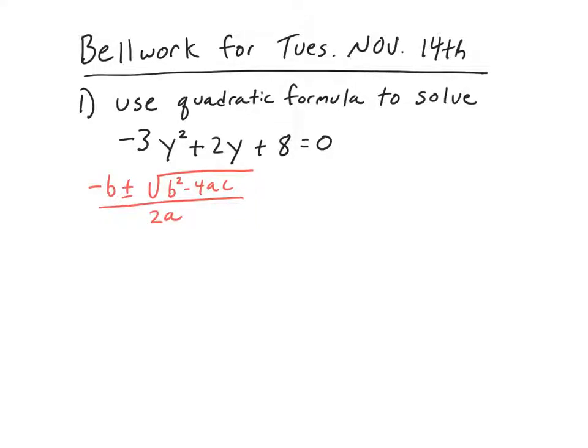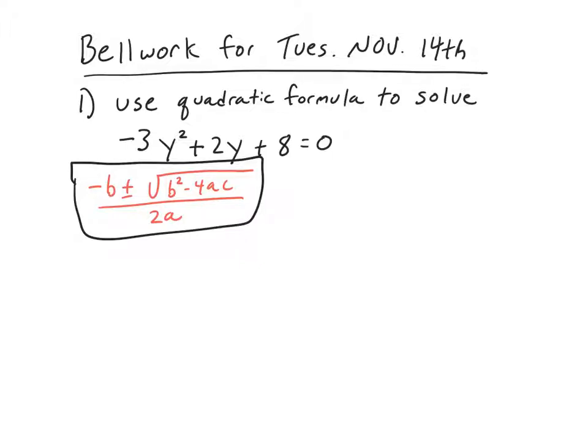This is bellwork for Tuesday, November 14th. On number 1, it's asking us to use the quadratic formula to solve negative 3y squared plus 2y plus 8 equals 0. So I'm just going to substitute the numbers into the formula, which I've written right here.